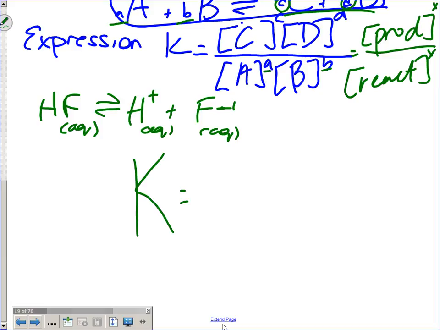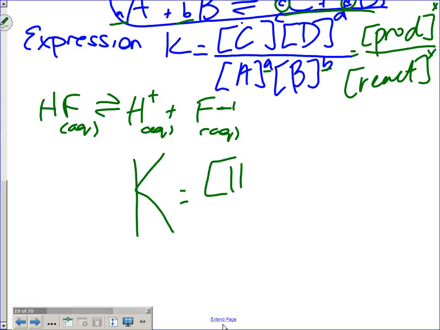So one more time. You guys talk in your groups. You guys write your own K expression. Let me see if you can do it first. Products over reactants. We multiply. So I see a couple of you already have it there.